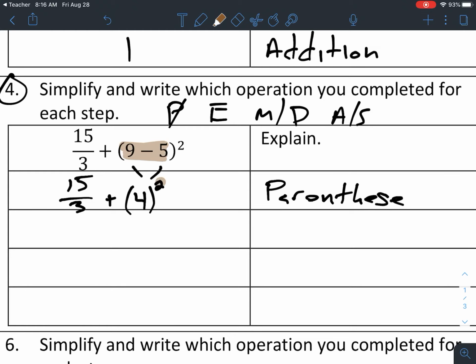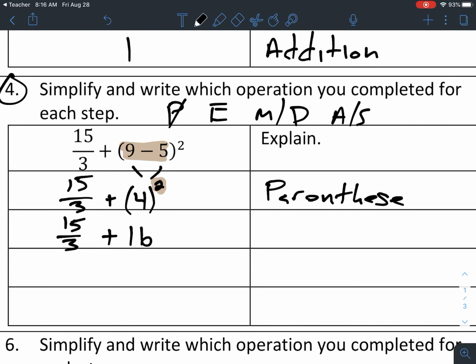Now we're done with the parentheses. We look to see, do we have an exponent? Yes, we do, right there. Exponent just means it's whatever number is above times that number again. So being the 2, it's 4 times 4. If I had the number 5 up on top instead of the 2, it'd be 4 times 4 times 4 times 4 times 4. So this is simple. 4 times 4 leaves us with 16 plus 15 divided by 3.